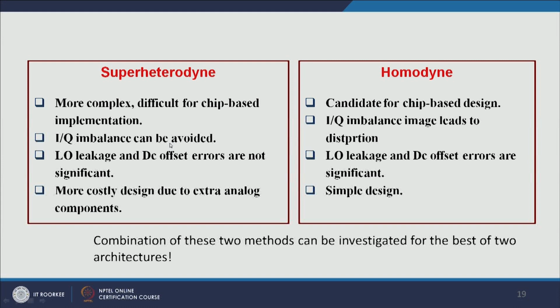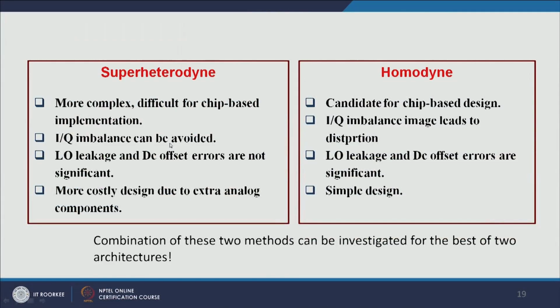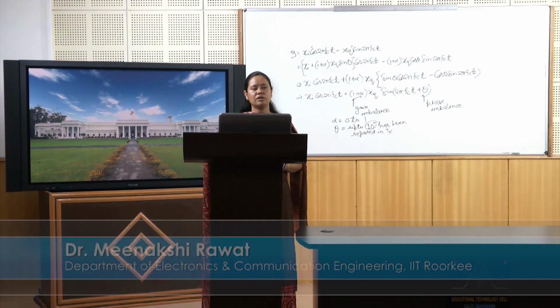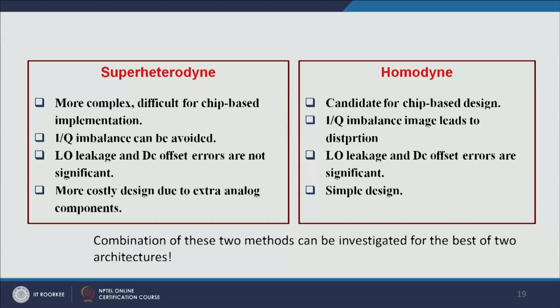In superheterodyne we had seen that the IQ imbalance falls at a negative IF frequency. So, by using a filter we can remove this IQ imbalance image component and have our original component back, so it can be avoided. In homodyne the image is falling on top of the signal, and we cannot avoid it by simply using RF filters. LO leakage and DC offset errors are not that significant in superheterodyne, because we can do the 2 level IF conversion and use the filter again. In homodyne, LO and RF are at the same frequency, they fall on top of each other, and cannot be avoided. Superheterodyne also becomes costly because we have extra components, whereas for homodyne the design is quite simple.